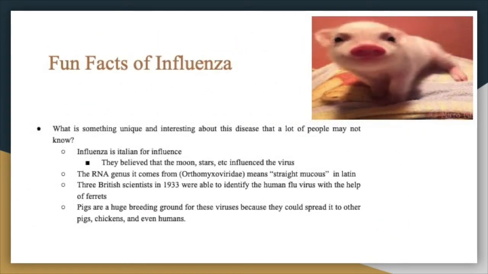Some fun facts of influenza is that influenza is Italian for influence, and they believed that the moon, stars, and other things influence the virus. The RNA genus it comes from, Orthomyxoviridae, means straight mucus in Latin. 3 British scientists in 1933 were able to identify the human flu virus with the help of ferrets. Pigs are a huge breeding ground for these viruses because they could spread it to other pigs, chickens, and even humans.